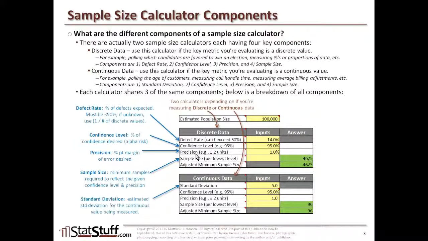Now, another value on here is the standard deviation. This is unique to the continuous data calculator. The other one had the defect rate at the top, but the continuous data one has the standard deviation. And it's really easy to calculate. You can use Excel or some simple formula.